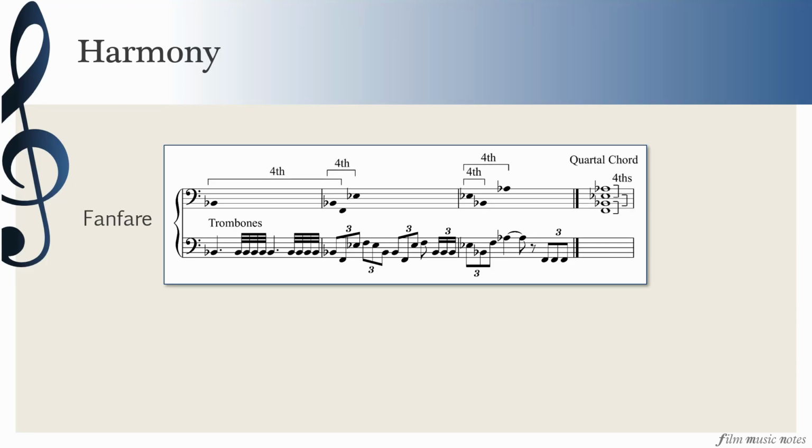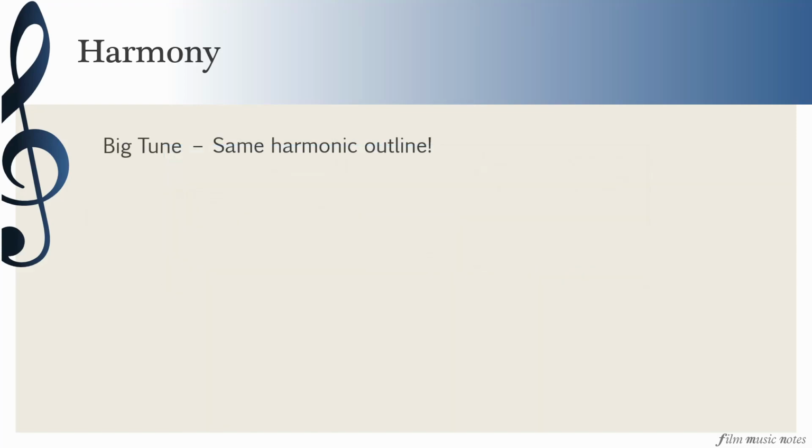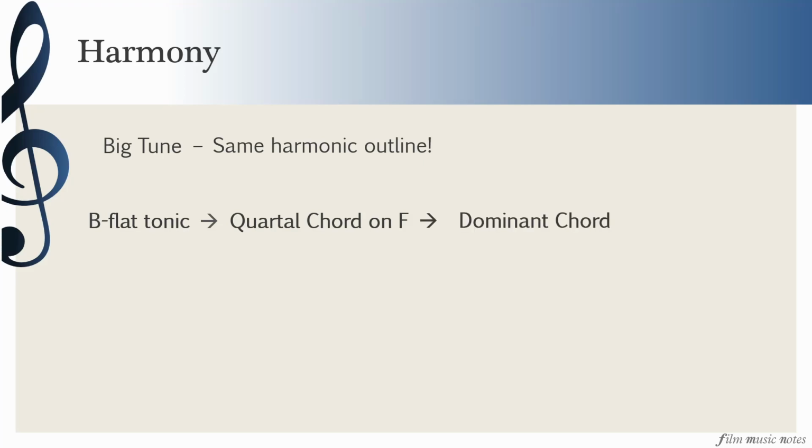The fanfare then sounds its last three notes on the chord of the dominant, or fifth note of the scale in B-flat major. Remarkably, the big tune that follows has this very same harmonic outline, as does the tune's return after the middle section. It begins with a blast of B-flat tonic harmony, which then alternates with the same chord on F, before coming to a close on the dominant chord.